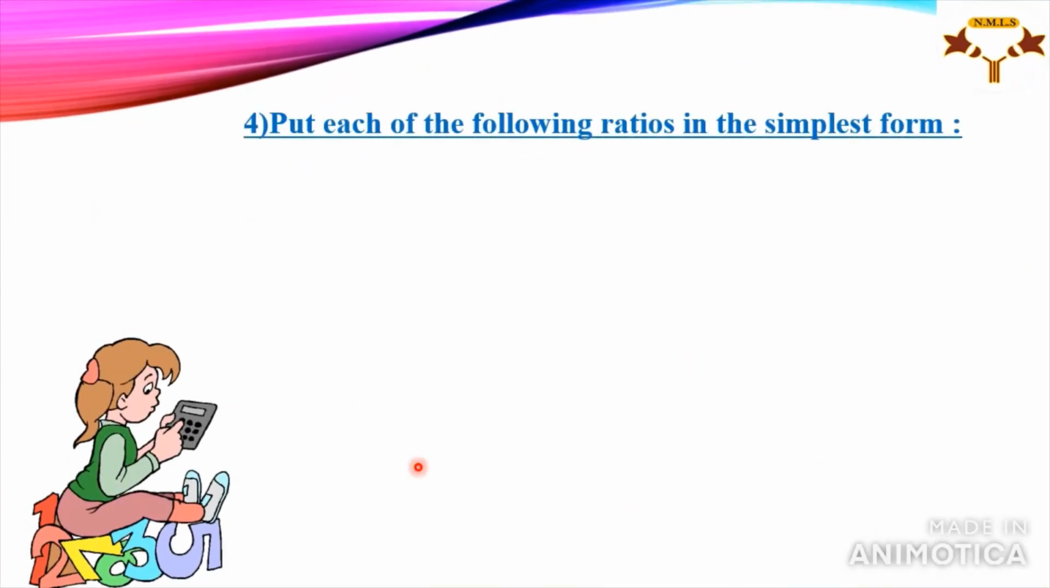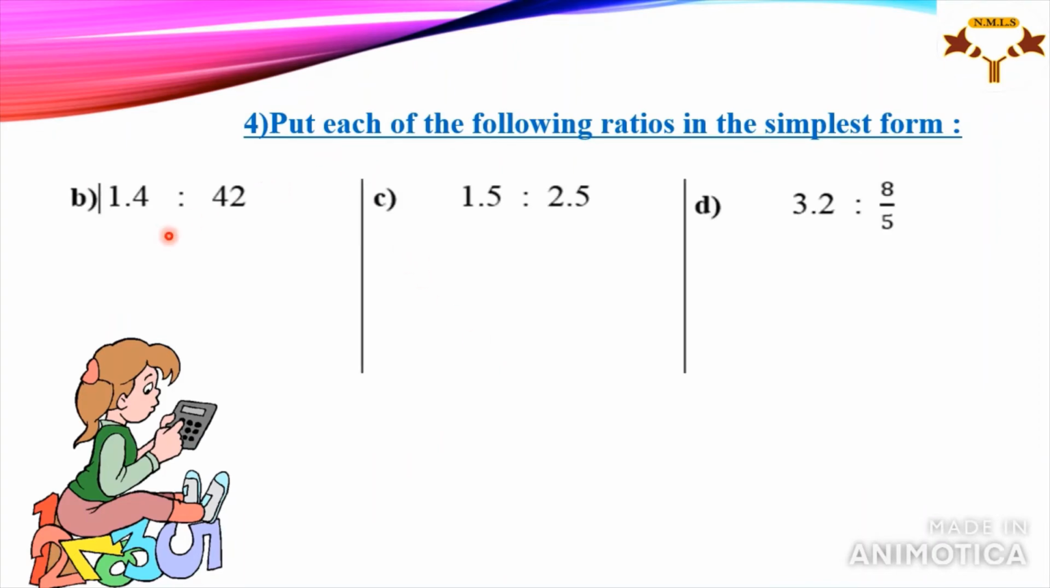let's see an example from the booklet exercise. Number B, 1.4 to 42. Here 1.4, the point is after one digit, so I will multiply both terms by 10. So the ratio now became 14 to 420. Both of them are divisible by 2. 14 divided by 2 equals 7. 420 divided by 2 equals 210.